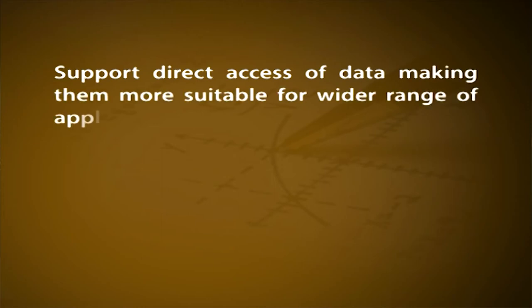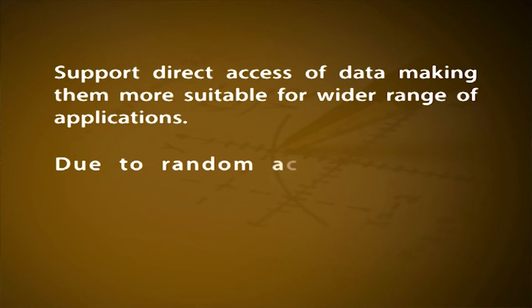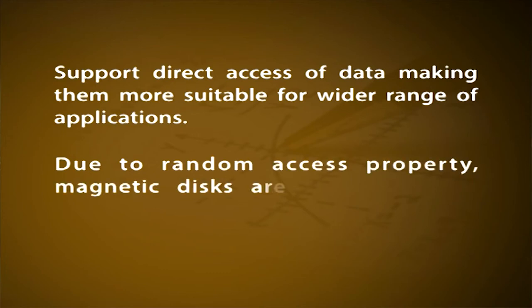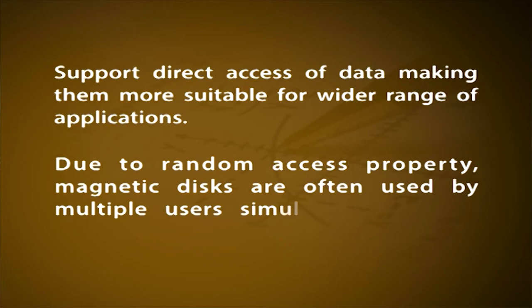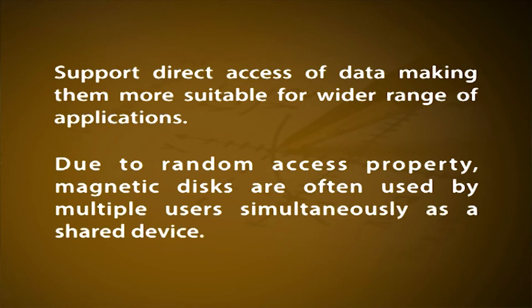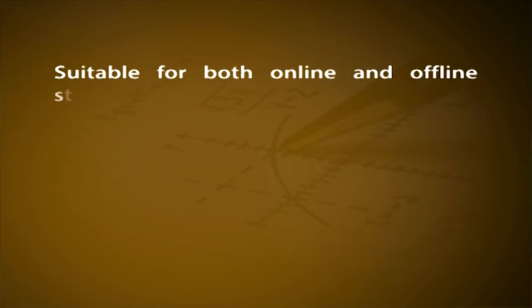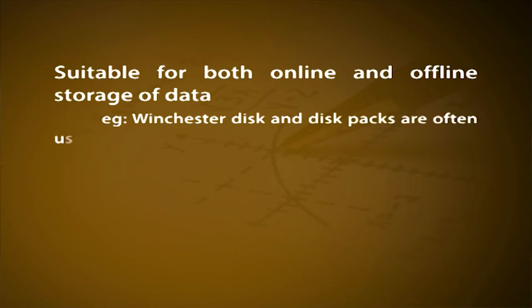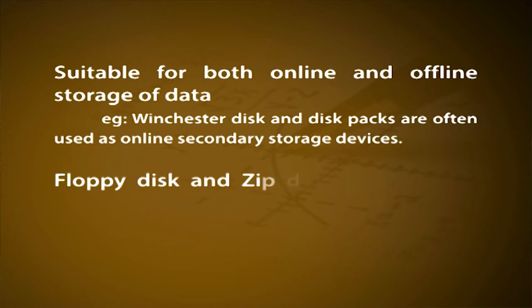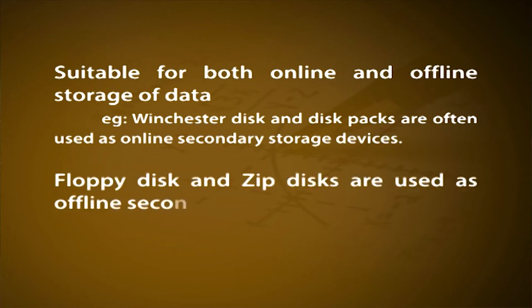Advantages. Support direct access of data, making them more suitable for a wide range of applications. Due to the random access property, magnetic disks are often used by multiple users simultaneously as a shared device. Suitable for both online and offline storage of data. For example, Winchester disks and disk packs are often used as online secondary storage devices. Floppy disk and Zip disk are used as offline secondary storage devices.